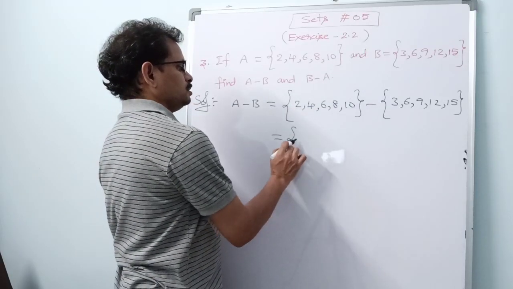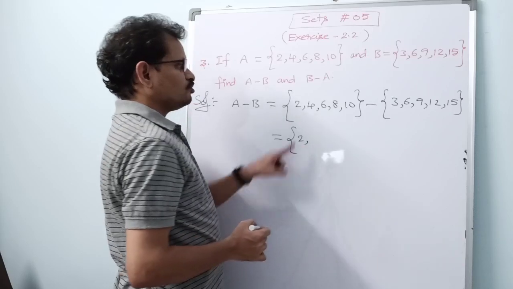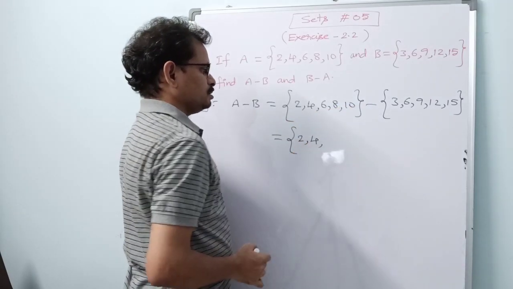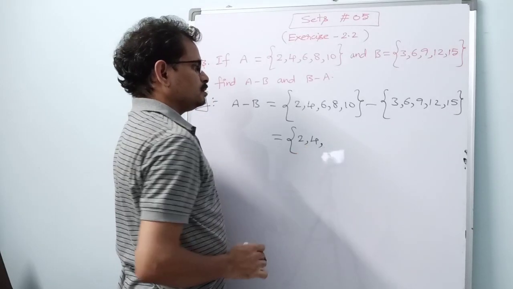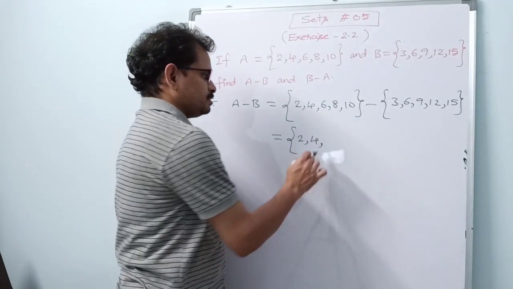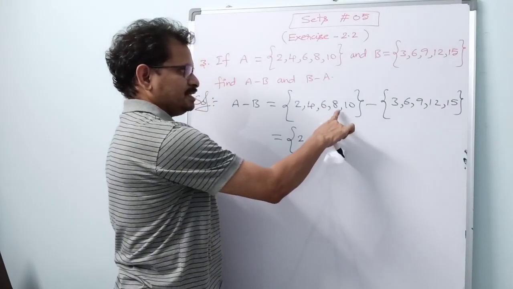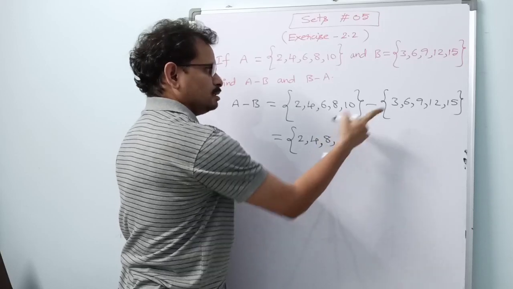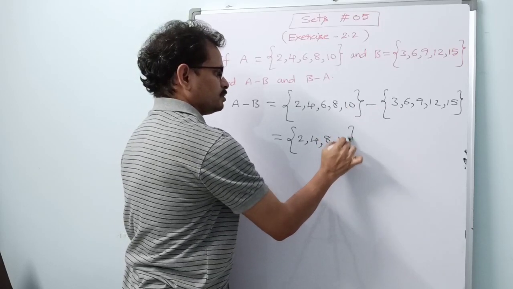No. Let us write here. 4 is there in A, 4 is there? No. Write down here. 6 is there here, 6 is there? No. So we have to remove 6 here. So should not write 6. 8 is there, 8 is not there in B, write down. 10 is there, 10 is not there in B, write down.